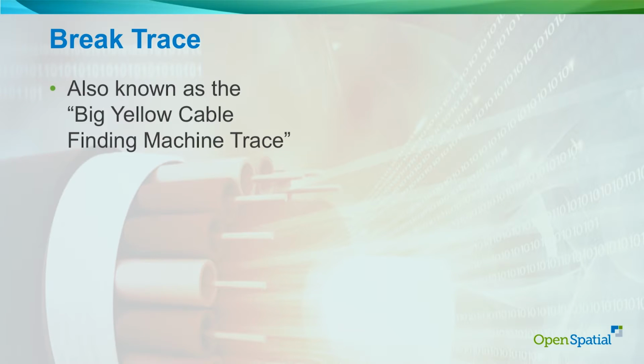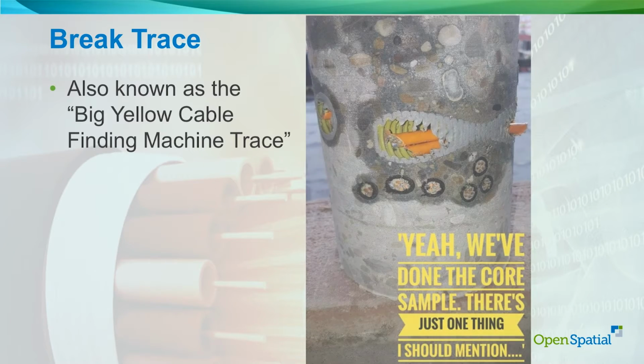So that will show you. The next trace that I'll also show you is also known as the big yellow cable finding machine trace. No, these are not carrots. So I think this one, they've got the electricity, they've got multiple telecoms fiber tubes here, so a typical type of thing.